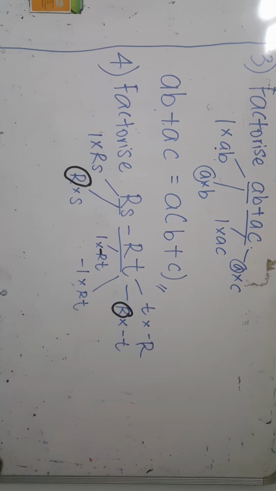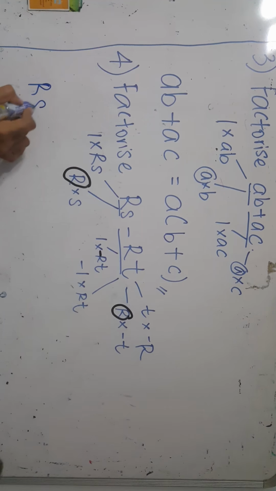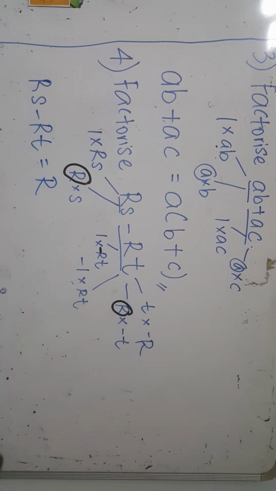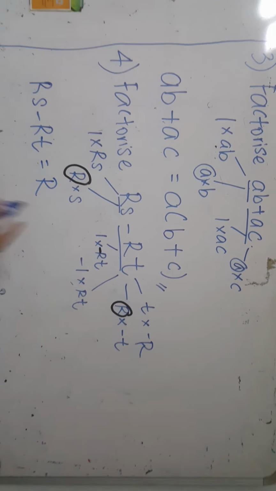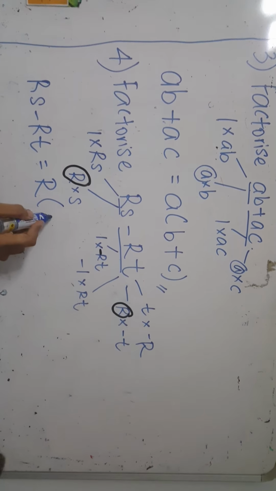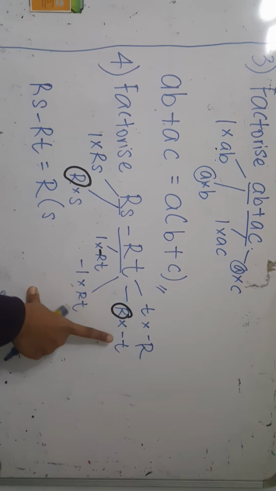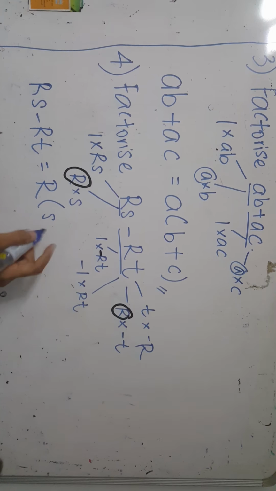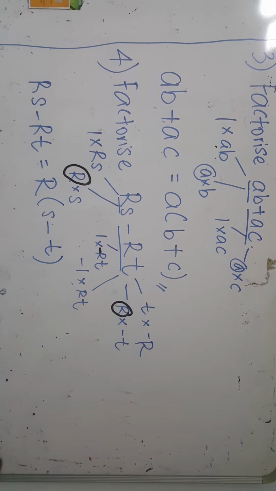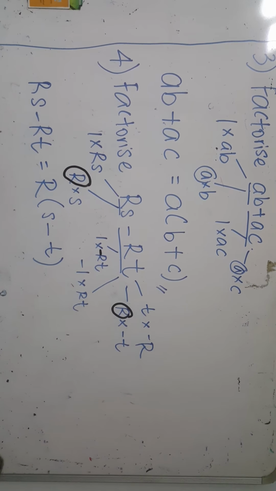So what happens is, we factorize. Take out R, put it outside, and whatever is left behind, S, you put it in the bracket. Here you take out R, you're left with negative T, so you put negative T, and then you close the bracket. Check that there's nothing else common between them inside the brackets, so that means you're done.